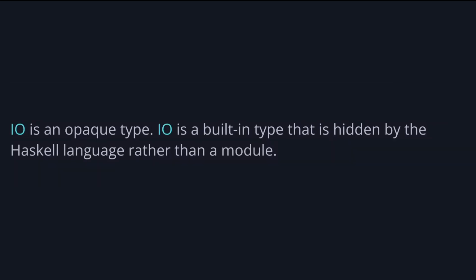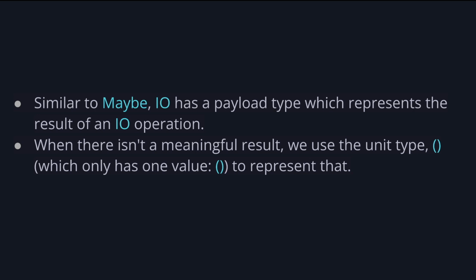I/O is an opaque type, like our HTML type, in which we hide its internal representation from the user behind an interface. But in this case, I/O is a built-in type that is hidden by the Haskell language rather than a module. Similar to Maybe, I/O has a payload type which represents the result of an I/O operation. When there isn't a meaningful result, we use the unit type, which has one value, unit, to represent that.